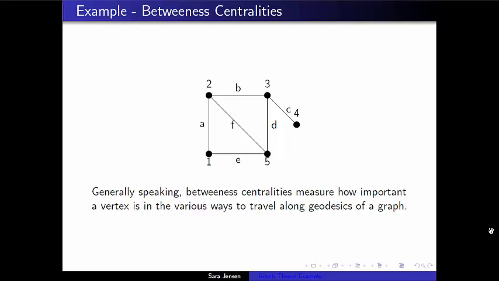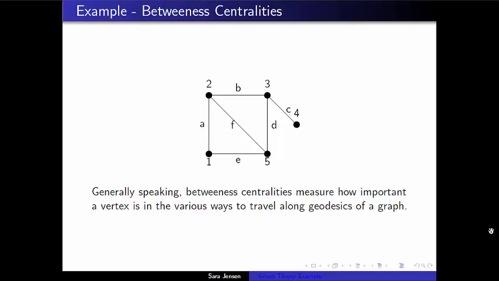In this final video, we are going to cover two more advanced topics when looking at a graph, which would be computing betweenness centralities of vertices and also computing the Cheeger constant of the graph. So let's start with betweenness centralities.